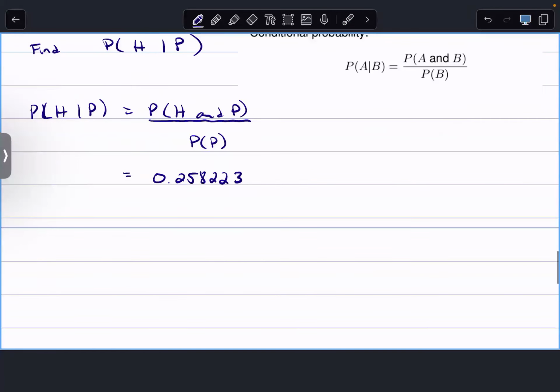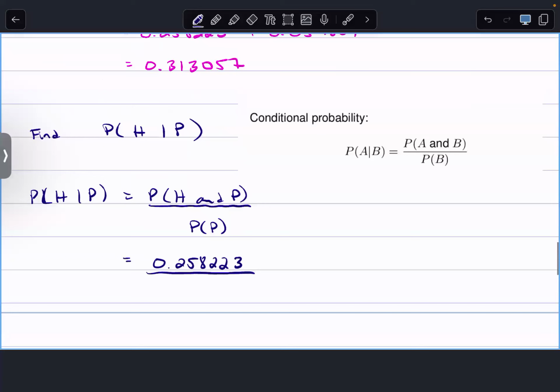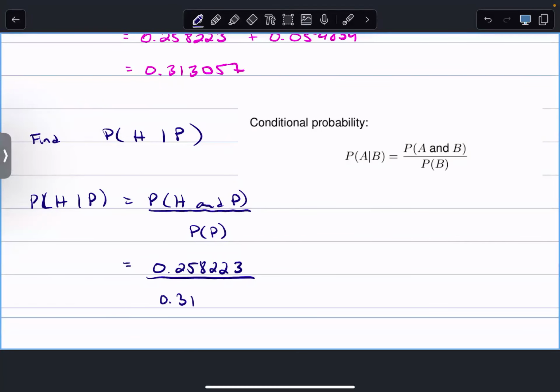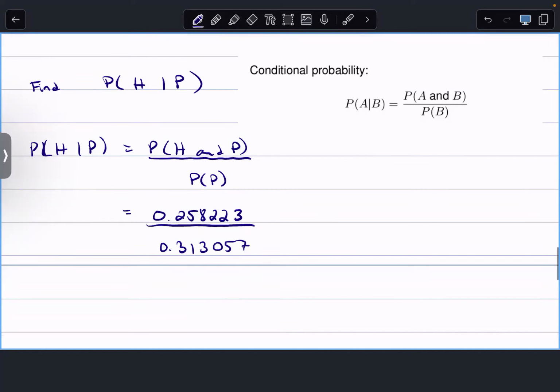So we have 0.258223 divided by 0.313057. Let's see here, 0.258223 divided by that. I'll just do it here, because I've got a page break and I want to keep it on the same page. 0.82484333991.